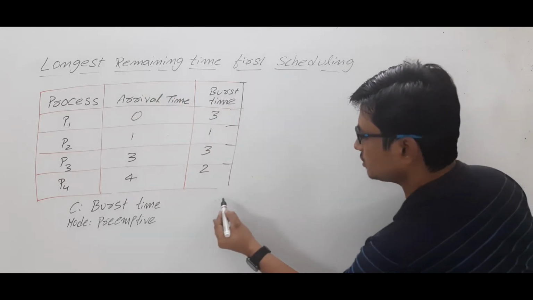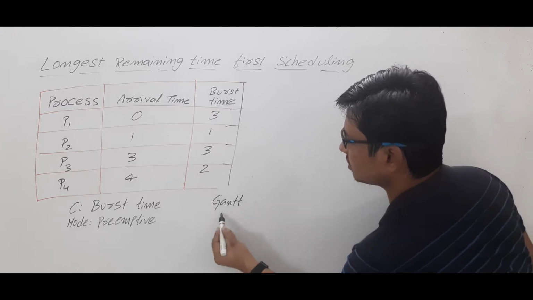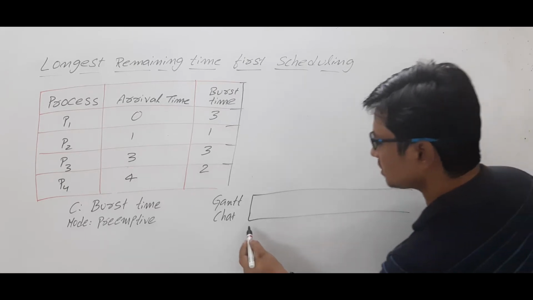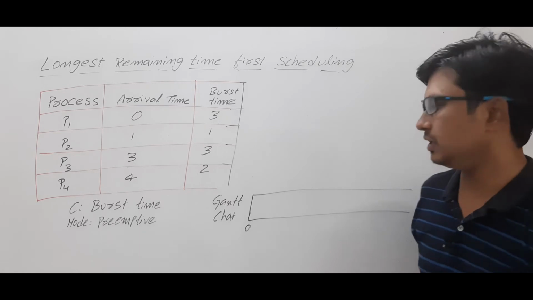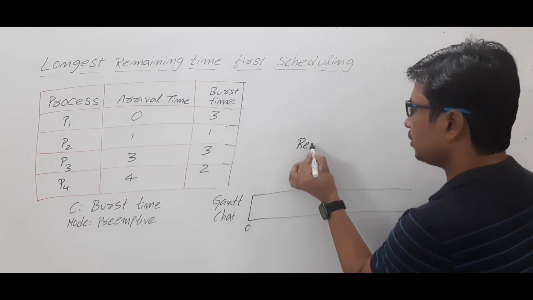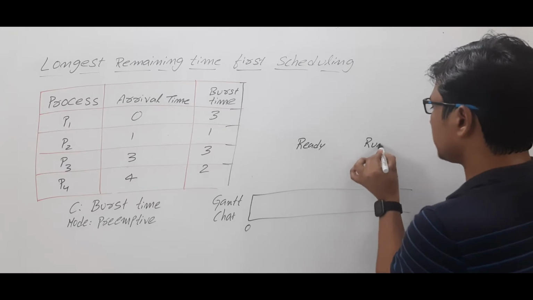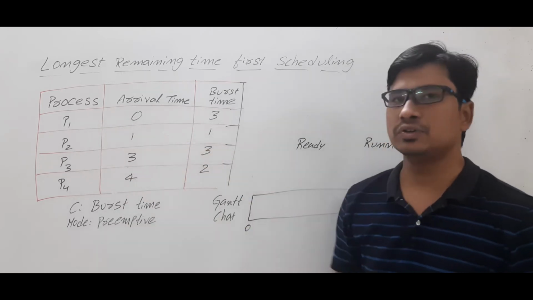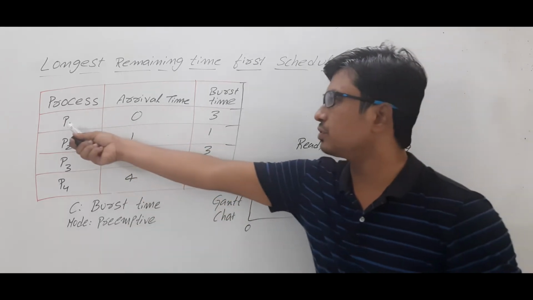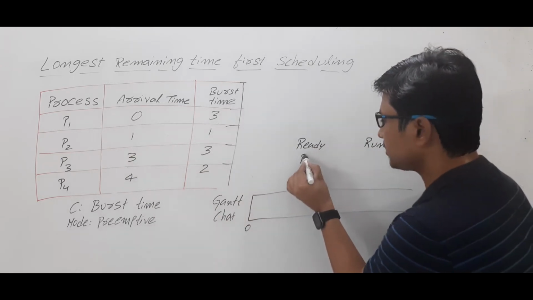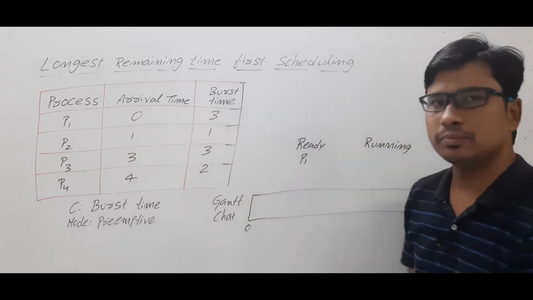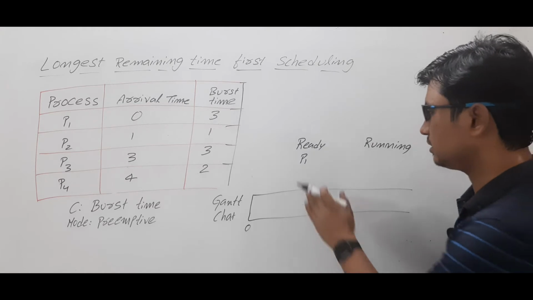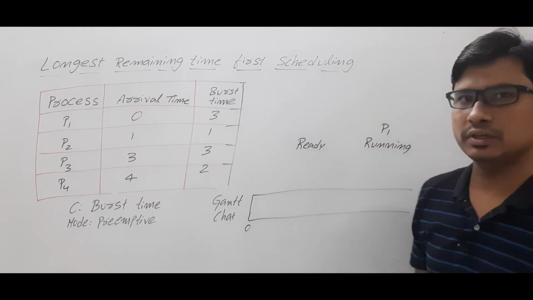To solve any scheduling algorithm, we need to first find the Gantt chart. Always the Gantt chart will start from 0 units of time. Now we have the ready state and the running state. Look at the table and check which process has arrived at 0 units of time. Only process P1 has arrived at 0 units of time. If you have only one process in the ready state, that will be dispatched to the running state. So from the ready state it will be dispatched to the running state.